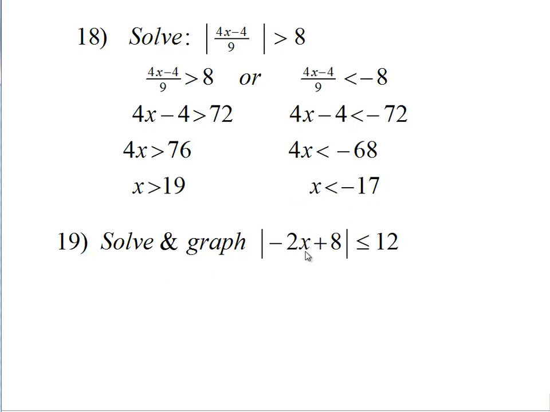And the final one, you leave the 2x plus 8. Subtract 8 makes negative 2x is less than 4. Divide by negative 2, and you get x is greater than or equal to negative 2.